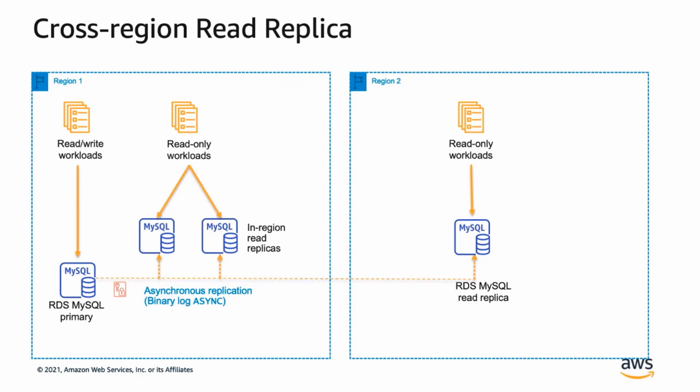So as you can see here on region 1, I have a primary and then 2 in-region read replicas. These 2 read replicas I can use for read workloads. And then I have also created another read replica in region 2. And here also you can span your read activity across the regions as well. You can use that read replica for read scaling, as well as for DR purposes as well.